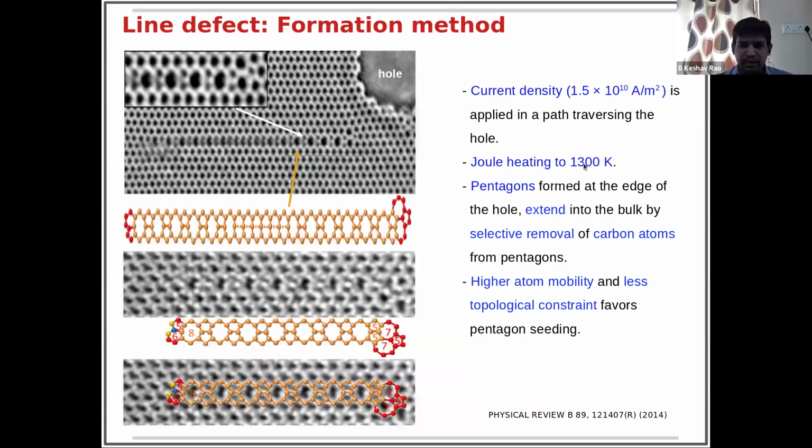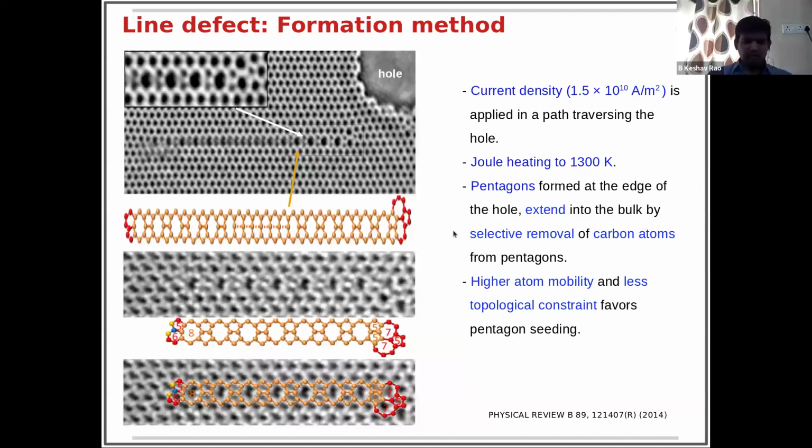Then when this hole passes, a pentagon is produced, and that pentagon is seeded through the material, and by removing an individual carbon while passing from one end to the other end, this kind of pair is produced. So experimentally, for that, such a current density is required. That will automatically produce a Joule heating effect. And when that is passed, this kind of line defect can be produced experimentally.